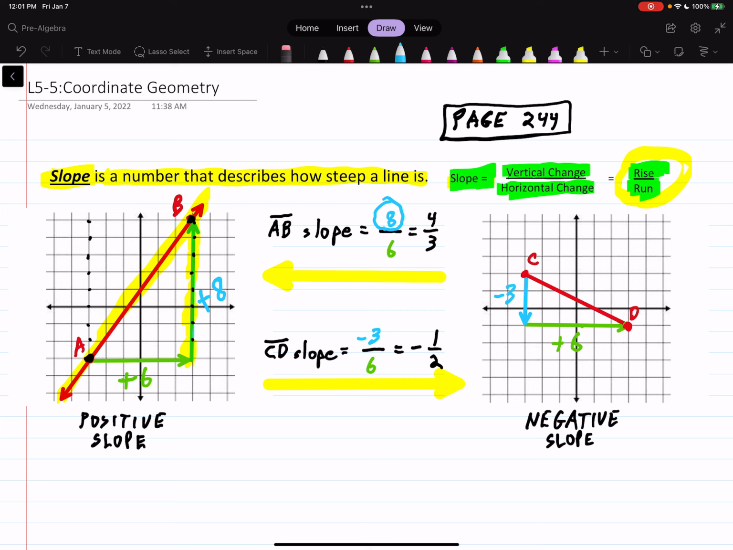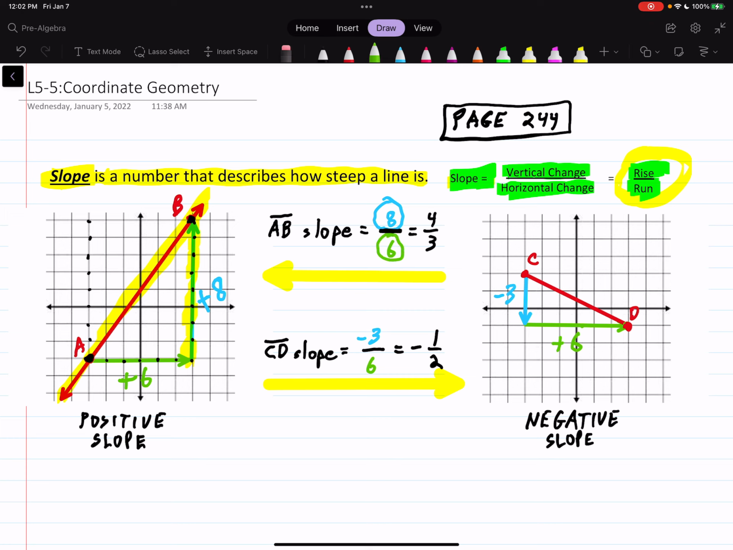Well, we have to put it over the run. So our bottom number is going to be the run. So let's take a look at it. The run is from A to B, 1, 2, 3, 4, 5, 6. In other words, straight across. Don't go up or down or any angle, just straight across. There was 6 units there. So this is our 6 down here.